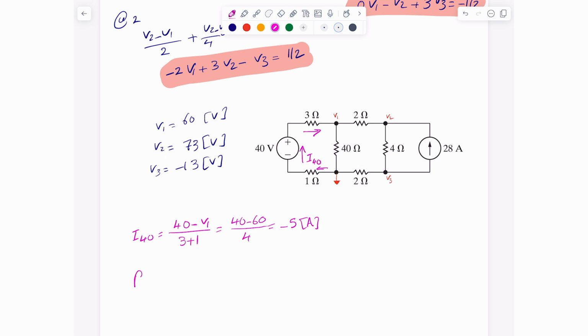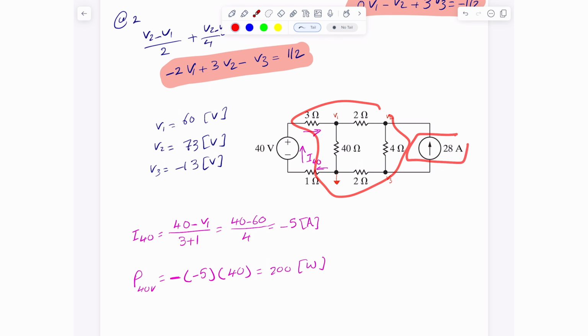Now if I want to compute the power associated with that 40 volts, I need to do the following. The current now is hitting the negative, so according to passive sign convention, I have to put a negative in here. And then we need to multiply I times V. I is just simply I40, which we know is negative 5, times V, which we know is 40 volts. So that simply is 5 times 40, which is 200 watts. So as it turns out, this particular source is actually consuming power, it's not generating power. That means this source is, not probably, for sure, the one that is generating power, because everything else is consuming power.